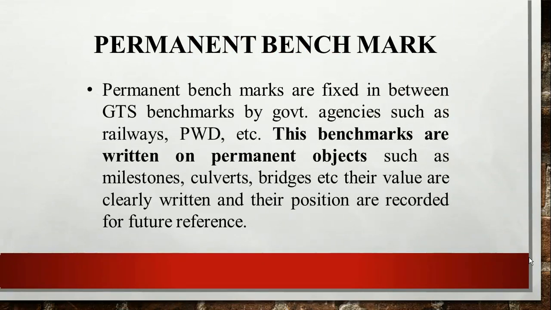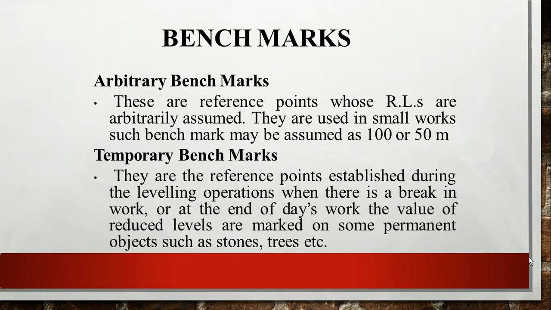Number two is the permanent benchmark. The permanent benchmarks are fixed in between GTS benchmarks by government agencies such as railways, PWD, etc. These benchmarks are written on permanent objects such as milestones, culverts, bridges, etc. The values are clearly written and their positions are recorded for future reference. You must have seen this type of benchmark, called the permanent benchmark, right?